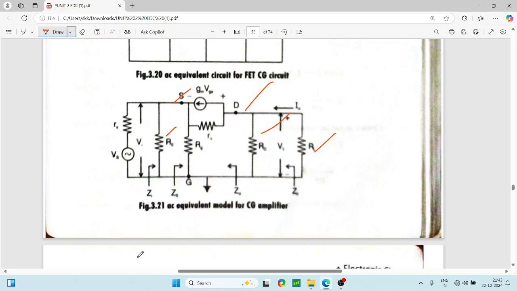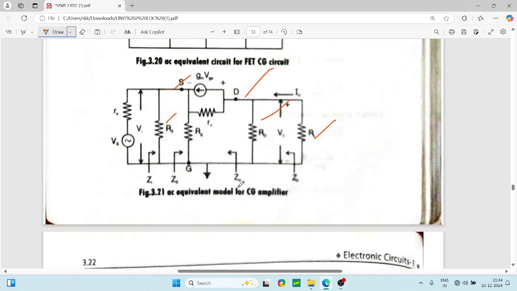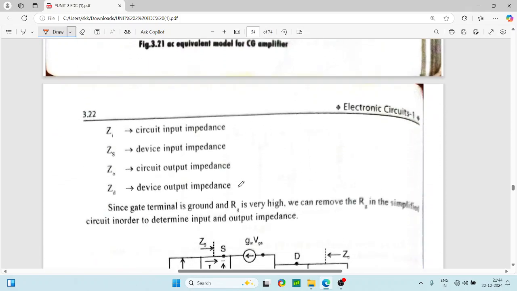Now see here. They notate these as ZI, ZS, Z0, ZD. Listen, before this, for impedance we classified into input impedance and output impedance: input impedance for the device and circuit, output impedance for the device and circuit. They changed the notation a little. Anyway, you can use any notation, but just clearly indicate what it is.